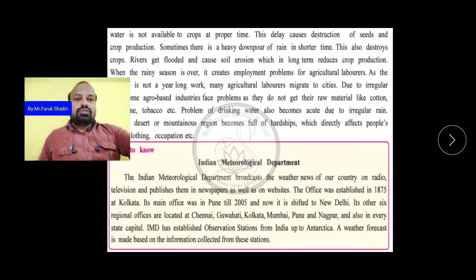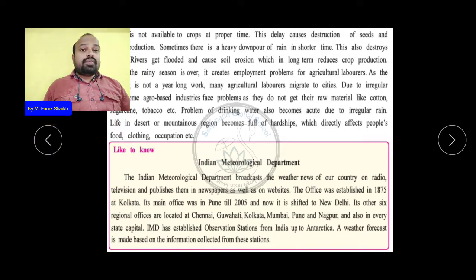Now you should know how our Indian Meteorological Department works. The Indian Meteorological Department broadcasts the weather news for our country on radio and television, publishes it in newspapers as well as on a website. We can also see weather updates on our mobiles, which are also published by the Indian Meteorological Department. The office was established in 1875 at Kolkata. Its main office was in Pune until 2005, and now it has shifted to New Delhi. Its other six regional offices are located at Chennai, Guwahati, Kolkata, Mumbai, Pune, and Nagpur, and also in every state capital.